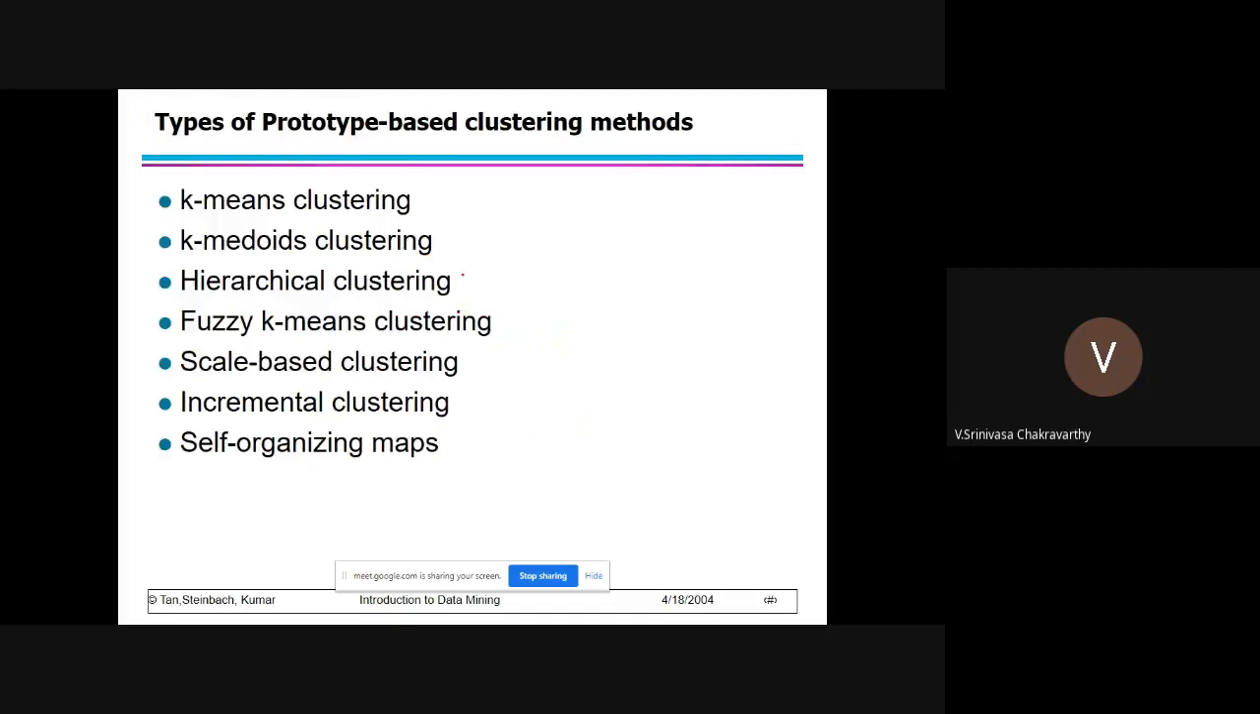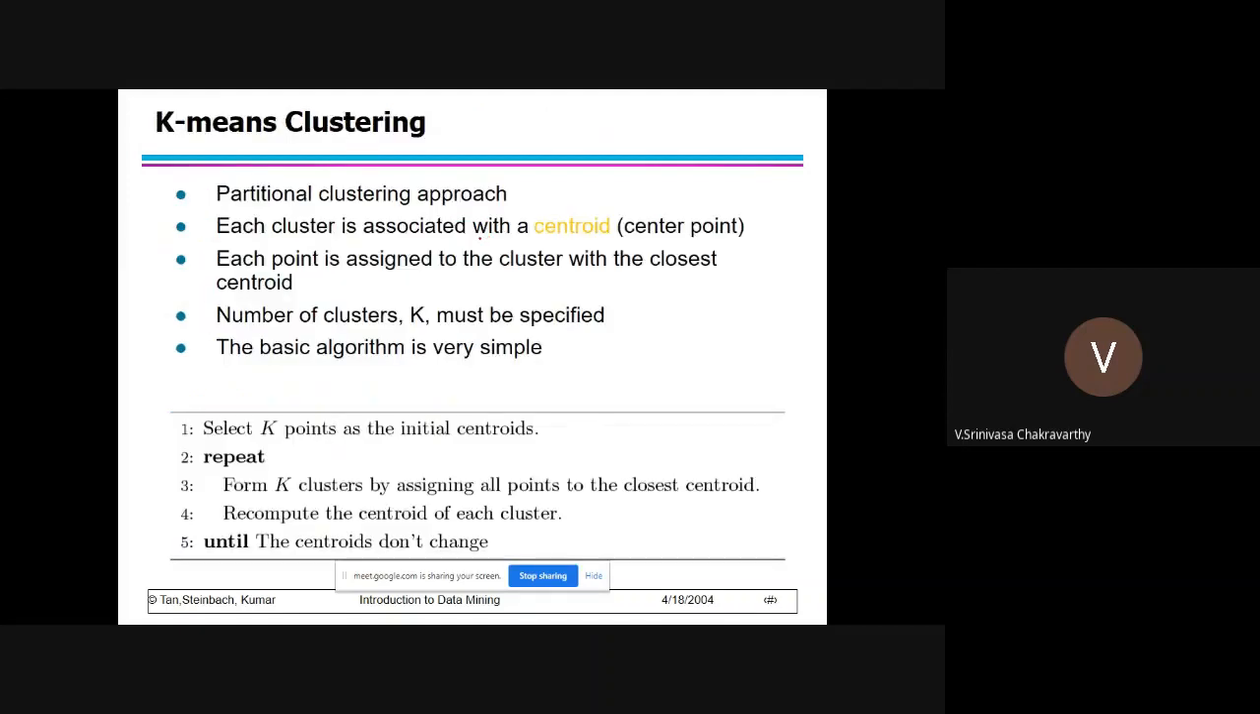Okay, let us look at the first one, the k-means clustering, the famous one, one of the most popular and commonly used clustering algorithms. It has some problems, but this is the first thing that people generally learn. It is based on the partitional clustering approach, that is, it's a flat structure. You just divide the data set into k partitions or k clusters. And this is a prototype-based clustering algorithm.